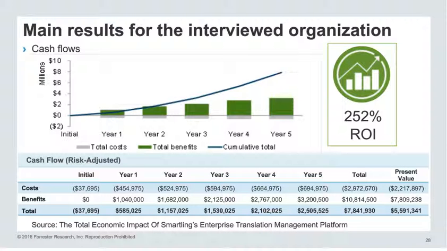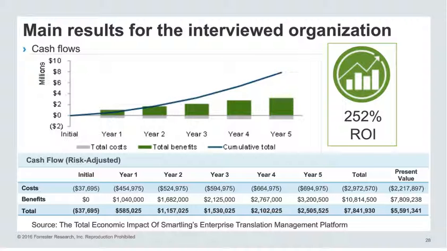Now, putting it all together, the costs on the one side, the benefits on the other, analyzed over a period of 5 years. Overall, the interviewed organization achieved a positive risk-adjusted return on investment of 252% and a payback within 12 months. The net present value of this investment is $5.6 million. So these are the results for the interviewed organization.